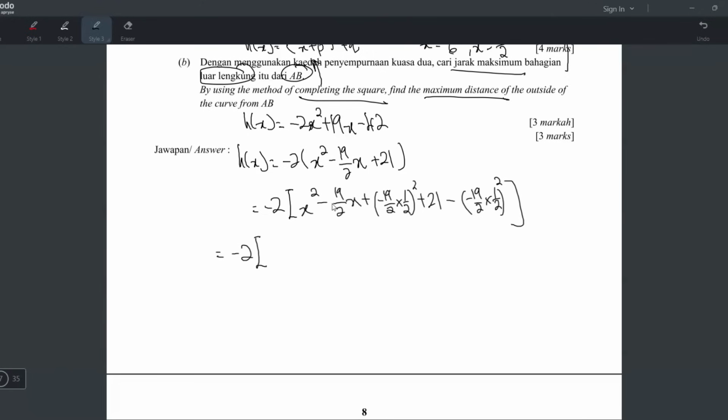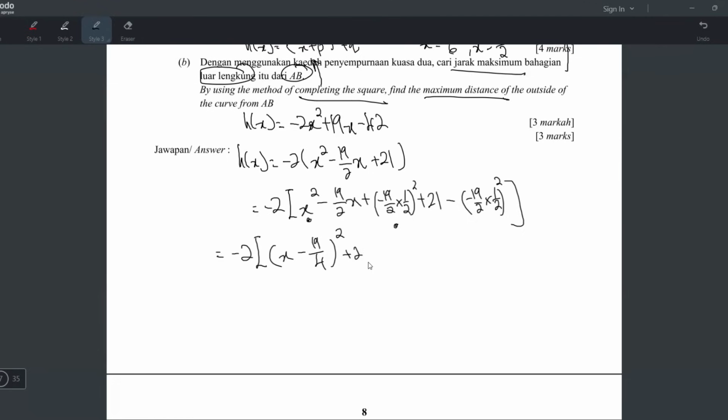Next thing is negative 2, the big bracket still has to be written. Now you have to ignore this one. Don't look at this, just look at this one and this one. And they both have square, so you can open a bracket and the square can be put outside. So inside write x, square write outside. For this one inside write negative 19 over 2 times 1 over 2 is negative 19 over 4. Yes, top times top, bottom times bottom. And then the square write outside.